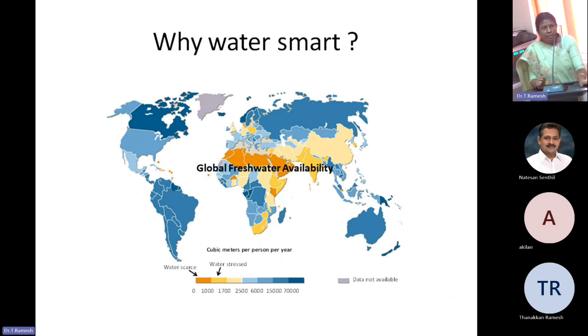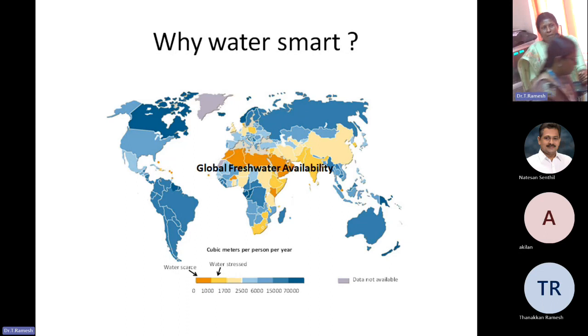You know the global freshwater availability, which I have shown. The dark blue means water is plentiful, followed by the light blue shade, and then the yellow means water scarcity, up to 1000 cubic liters of water. Many African countries come under the dark orange shade. You can see where our country's color is. From the worst, we are number two, not from the best.